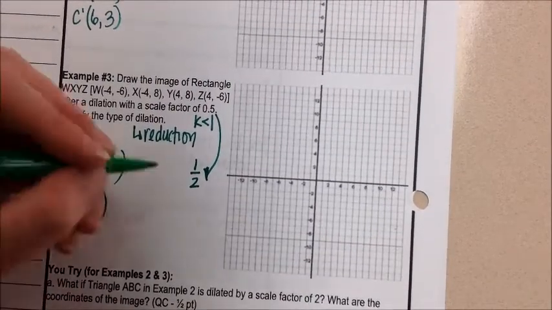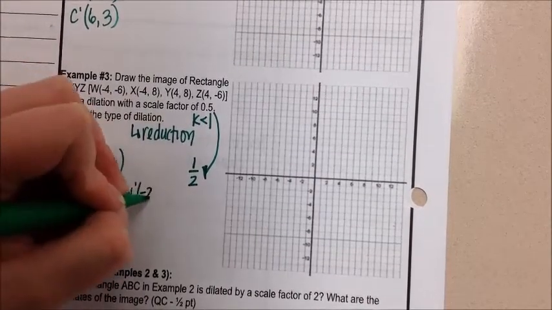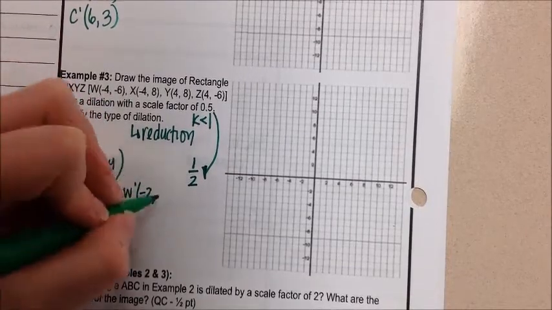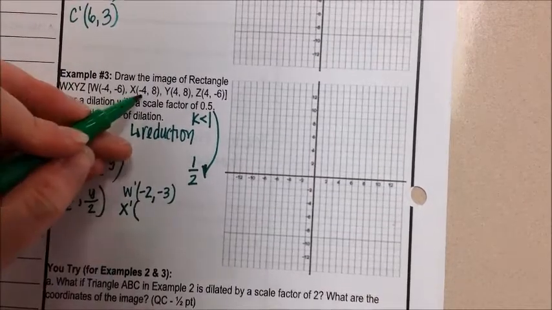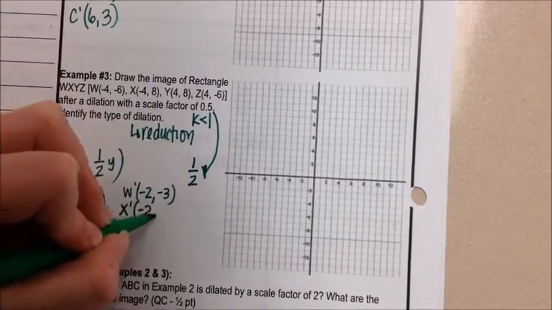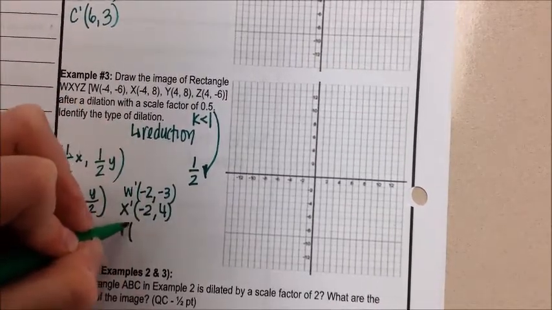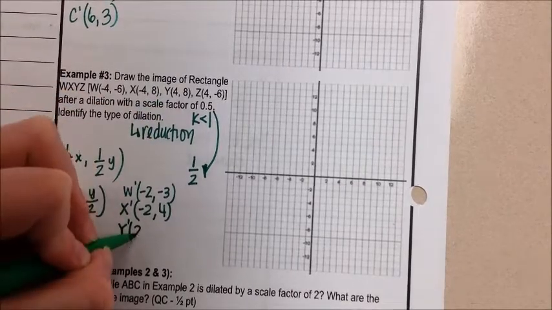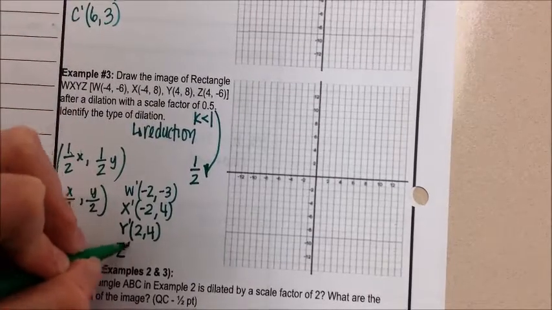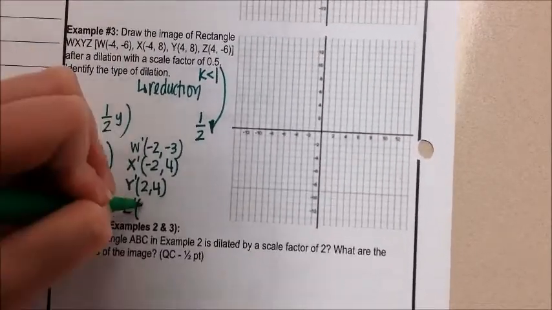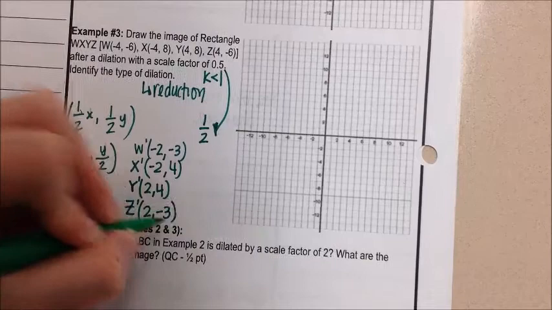So I'm going to take all of those coordinates and divide them by 2. So -4 divided by 2 is -2, and -6 divided by 2 is -3. So that's where W is going to be. X prime: dividing -4 by 2, I get -2, and 8 divided by 2 is 4. Y prime, divide both by 2: 4 divided by 2 is 2, and 8 divided by 2 is 4. And the last one is 4, -6, so that's 4 divided by 2, which is 2, and -6 divided by 2, which is -3.